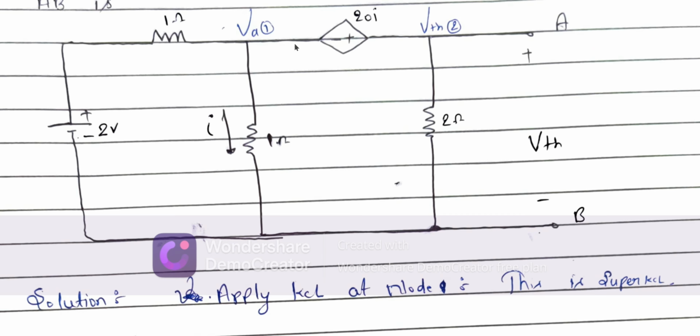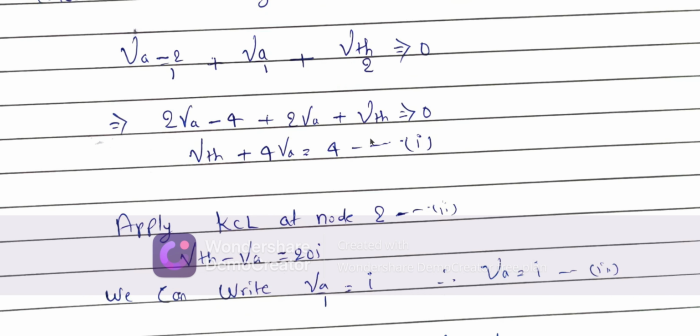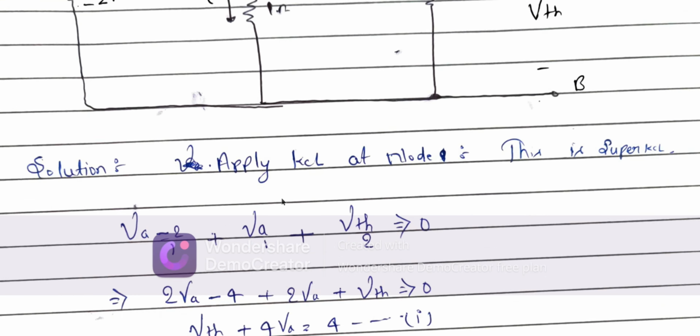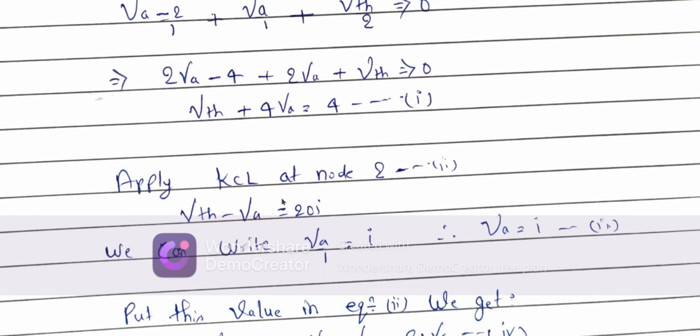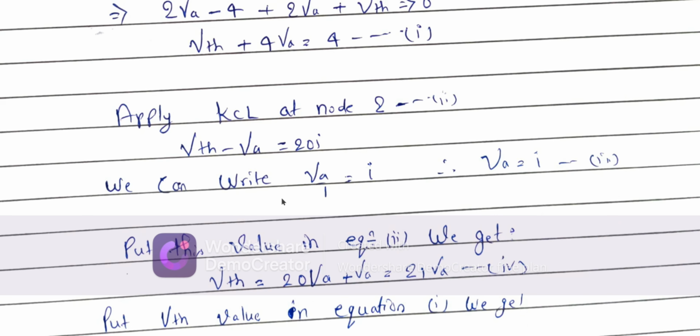If you solve this, then VTH plus 4 VA is equal to 4, which is equation 1. Apply KVL in node 2: VTH plus, and minus VA, is equal to 20I. This is the potential difference between the two nodes. I repeat that VTH minus VA is equal to 20I.